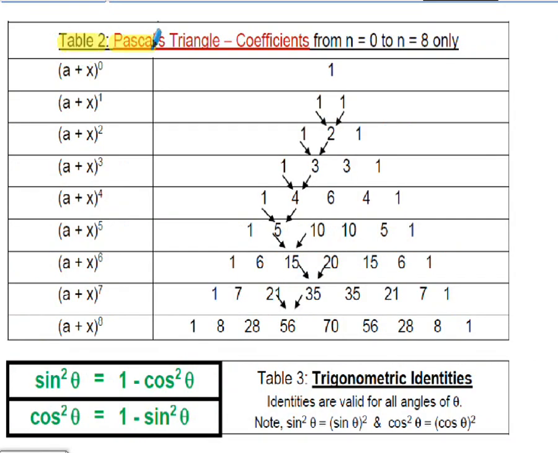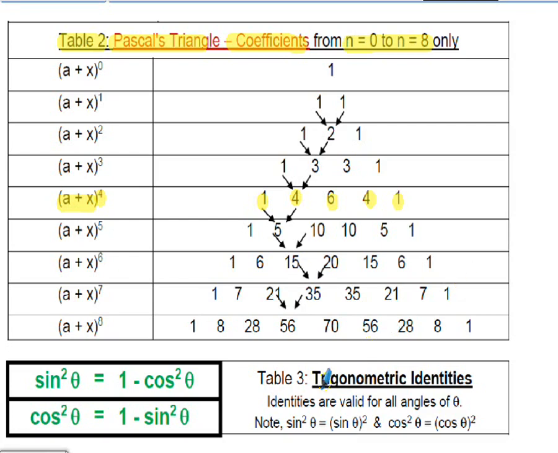Table 2 here shows Pascal's triangle coefficients only between n is equal to 0, n is equal to 8. So purely the coefficients from the previous slide are shown here. So reviewing the a plus x to the power 4, for example, we've got the coefficients of 1, 4, 6, 4 and 1. So just showing the coefficients there with no a or x terms.